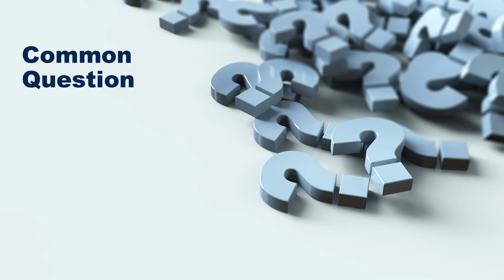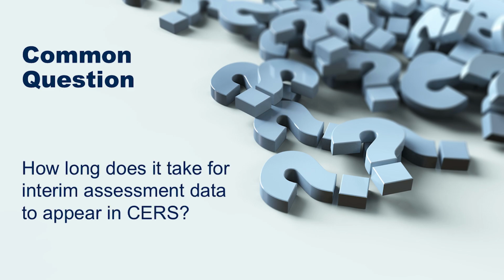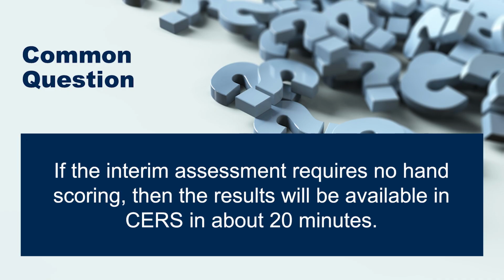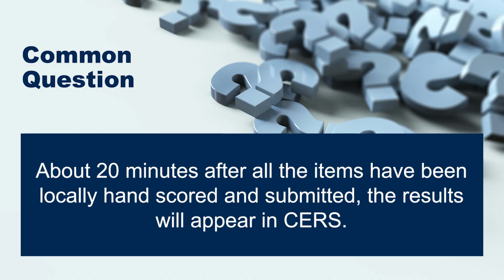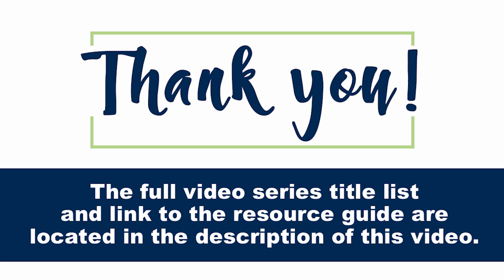A common question about interim assessment data is, how long does it take for interim assessment data to appear in CERS? The answer has 2 parts. If the interim assessment requires no hand scoring, then the results will be available in CERS in about 20 minutes. However, if the interim assessment has any items that require hand scoring, then it takes about 20 minutes for the responses to be available in the teacher hand scoring system. About 20 minutes after all of the items have been locally hand scored and submitted, the results will appear in CERS.